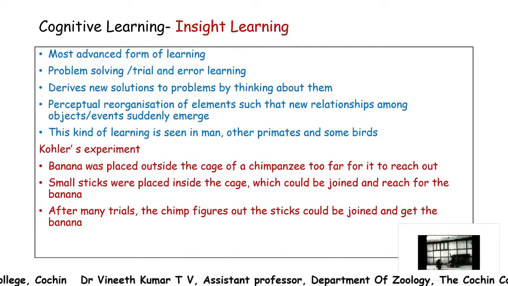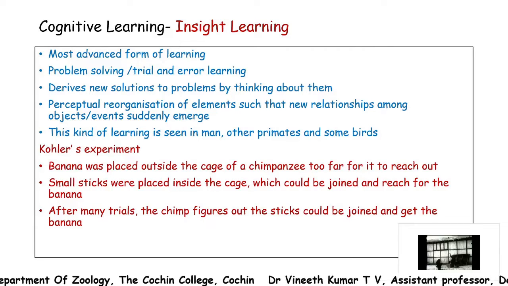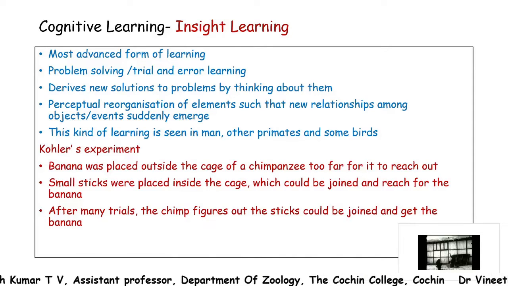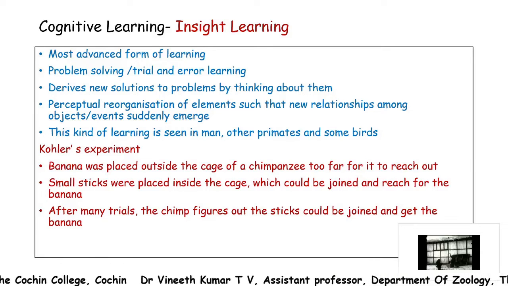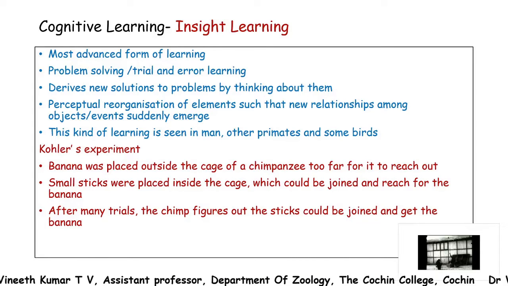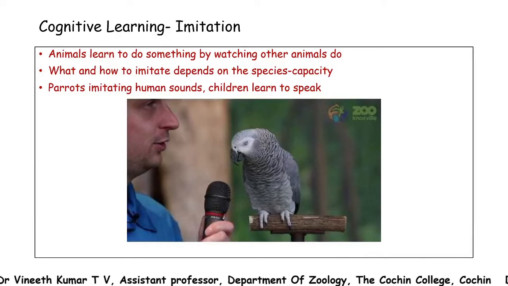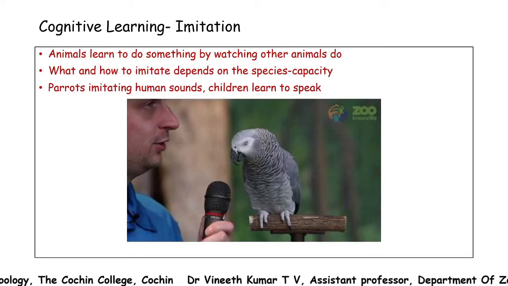So this type of learning. There are many. Either the boxes can be put together to reach the banana, etc. The story of the crow in the fairy tales, etc. All these prove that particular type of learning, which is called insight learning. Now we'll discuss the third type of cognitive learning, that is imitation.